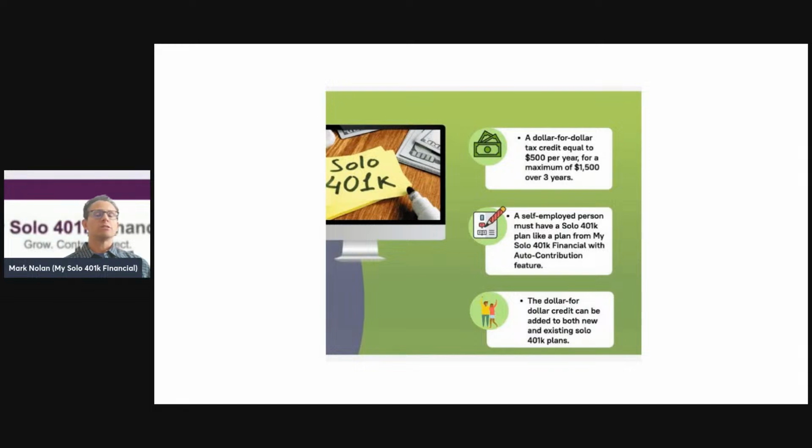It's a dollar for dollar credit, which means that it reduces your taxable business income dollar for dollar. It works in $500 increments for a total of $1,500. So $500 in year one, a second $500 amount in year two, and a final $500 amount in year three.